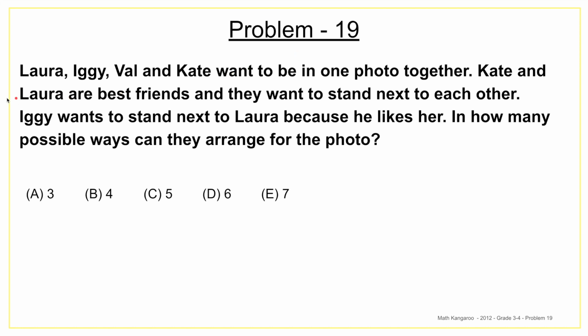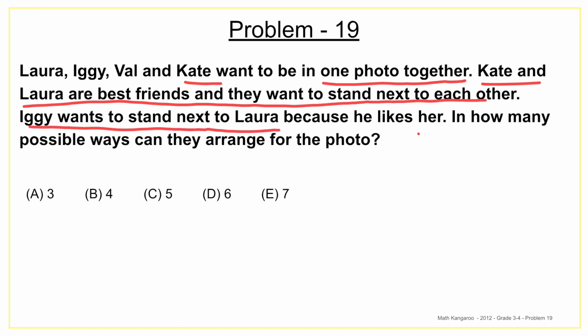Problem 19. Laura, Iggy, Val and Kate want to be in one photo together. Kate and Laura are best friends and they want to stand next to each other. Iggy wants to stand next to Laura because he likes her. In how many possible ways can they arrange for the photo? These are our options. Let's go over this again carefully in the simplest way possible.